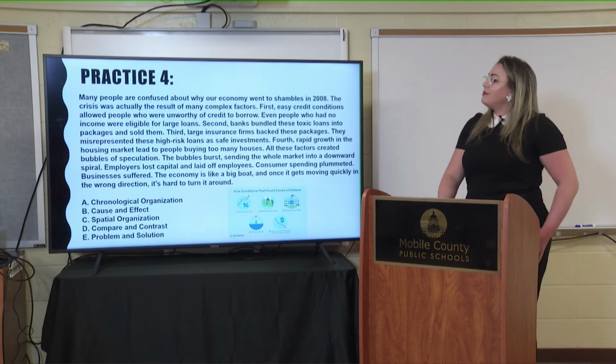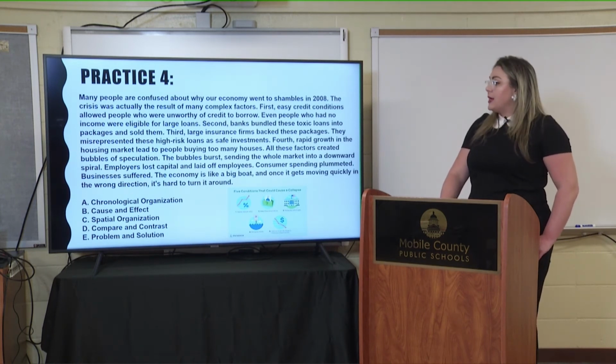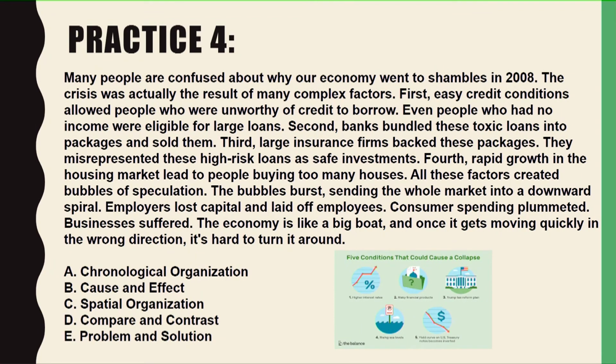Practice 4. Many are confused about why our economy went to shambles in 2008. The crisis was actually the result of many complex factors. First, easy credit conditions allowed people who were unworthy of credit to borrow. Even people who had no income were eligible for large loans. Second, banks bundled these toxic loans into packages and sold them. Third, large insurance firms backed these packages. They misrepresented these high-risk loans as safe investments.